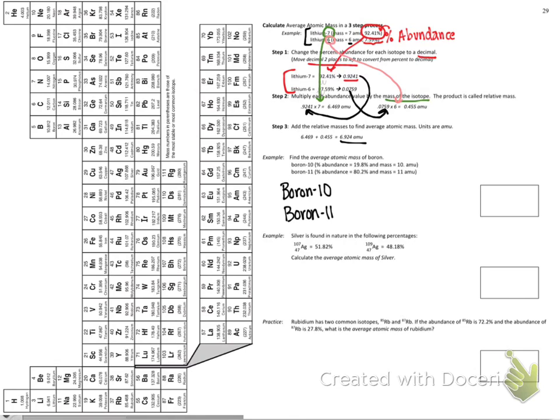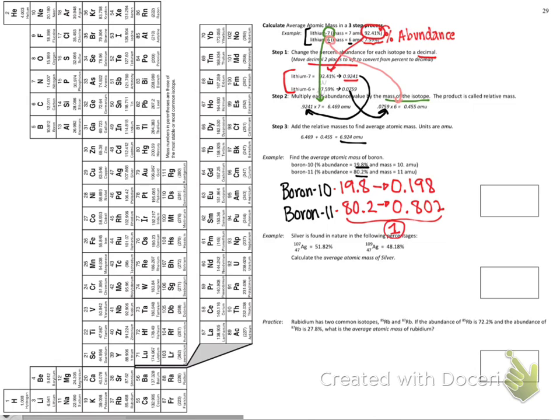My first step, again, is converting that percent abundance. Here's my percent abundance for boron-10, and here's my percent abundance for boron-11. My first step is changing that to a decimal, so moving the decimal point over twice. This first one becomes 0.198, and my second one becomes 0.802. So here is step number 1.